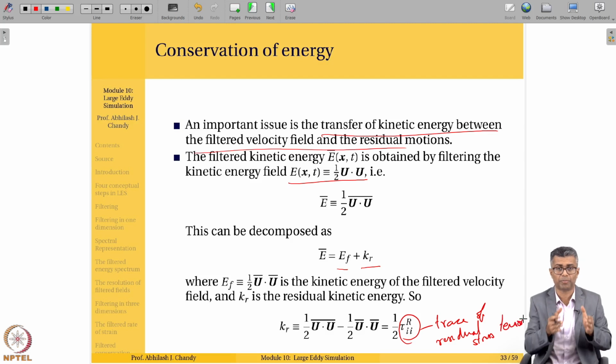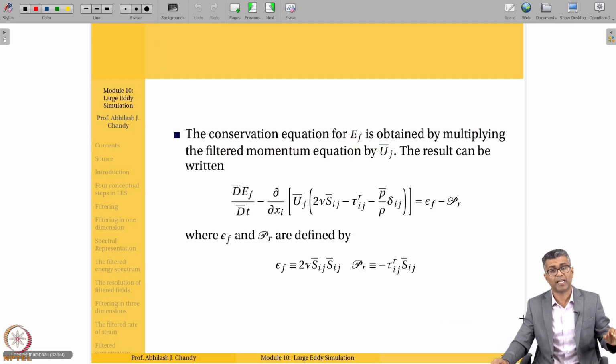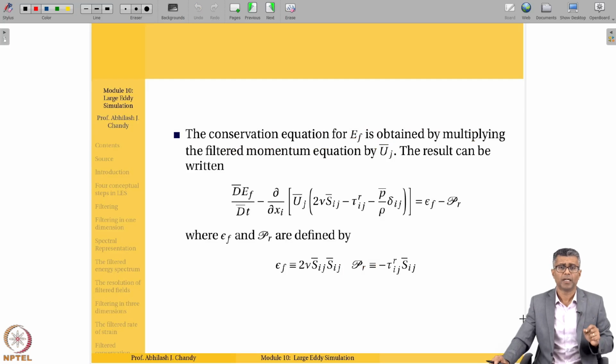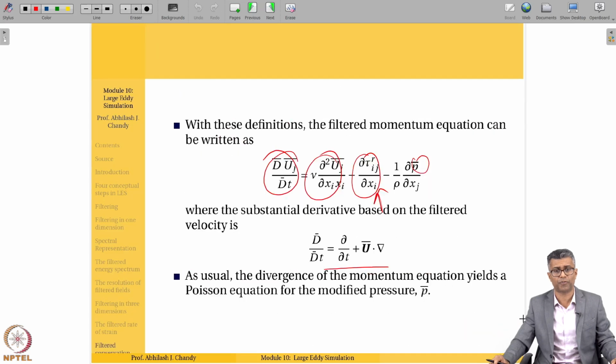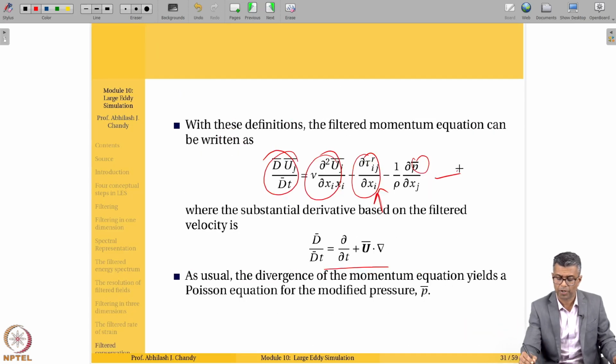So what I'm doing is splitting the filtered kinetic energy into a kinetic energy of the filtered velocity field and a residual kinetic energy, EF plus KR. Now, I can obtain a conservation equation for EF by just multiplying the filtered momentum equation. Where is the filtered momentum equation? This one here. All right, this is the filtered momentum equation, isn't it?